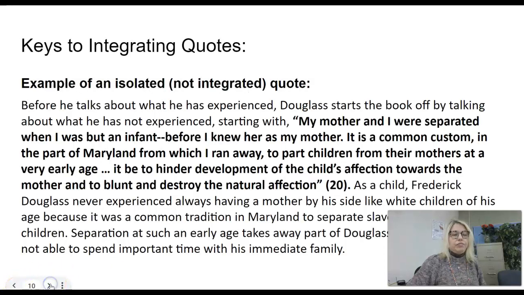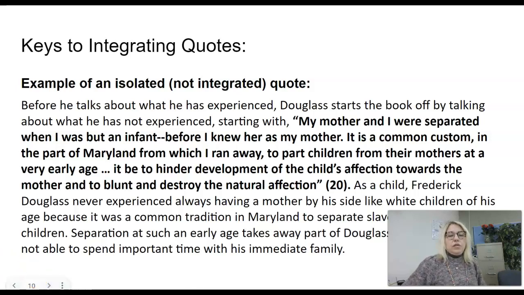Here's an example of a quote that is not isolated, that is not integrated. So it is isolated. And so this is what you don't want to do. And most of your essays look like this right now, because I haven't taught you about integrating quotes yet, and a lot of you haven't mastered this skill yet.